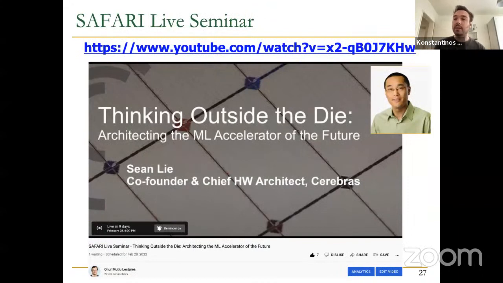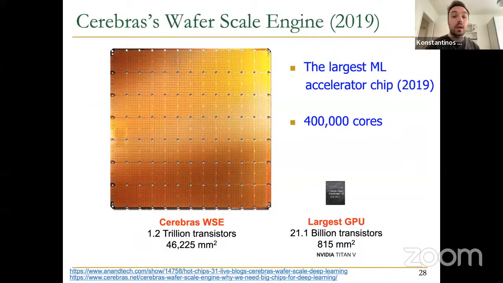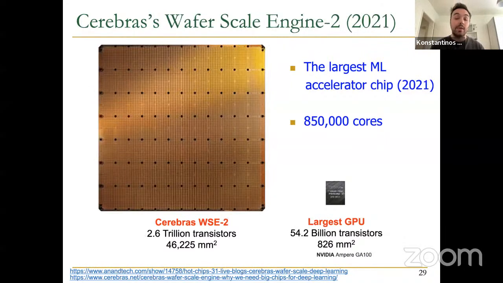And I suggest that you take a look at this Safari Live seminar with the chief architect of Cerebras, who also talked about how they needed to go towards hardware software co-design, and they designed their own ML accelerator chip, which is really big. It has 400,000 cores, and it's I think one of the largest chips that exists right now in terms of ML acceleration. And they also released the second version of the engine with double the amount of cores, right? Which, as you can imagine, is a really huge chip, and it requires lots of effort to design that, as well as the software stack above it.